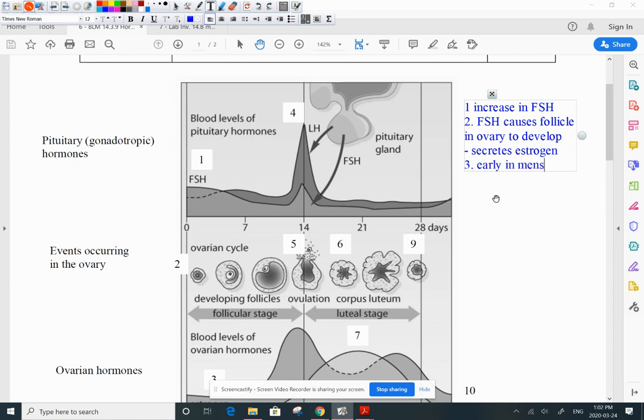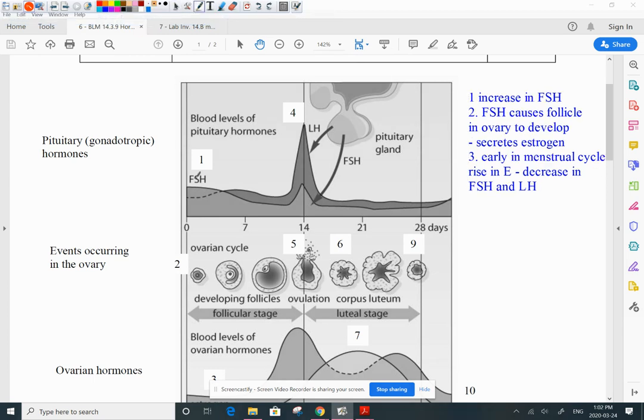So the third thing is, on our diagram, you can start seeing down here at the bottom that early in the menstrual cycle, we see a rise in estrogen, and that rise in estrogen causes, by negative feedback, a decrease in those two pituitary hormones, FSH and LH.